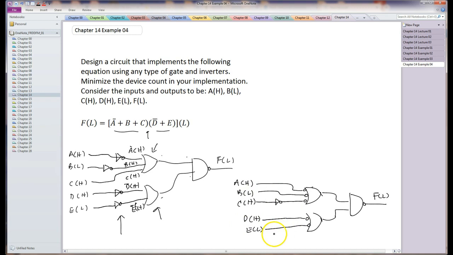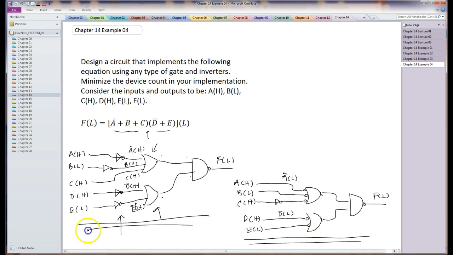This is E sub low, it matches, no overbar there. This is D sub high, D not sub low. This overbar matches that overbar. A sub high is A not sub low. There's my A not. This B sub low is B no overbar. Okay, so these two are equivalent circuits.